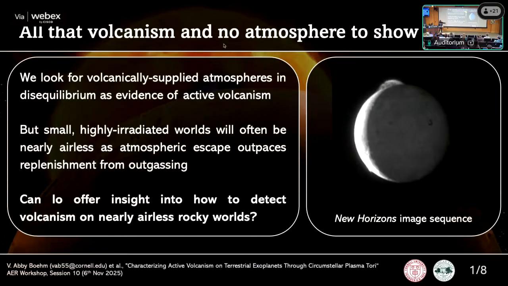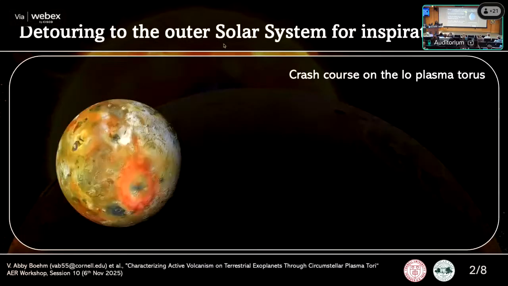The poster child of this issue is probably Io in our own solar system. It has an exceptional volcanic output and yet less than a millibar's worth of atmosphere to show for it. So inspired by the plight that Io is in, we wanted to look to Io for some inspiration as to how we could find volcanism even on worlds that aren't capable of maintaining atmospheres. And the way this works is going to require a little bit of a history lesson on Io itself.